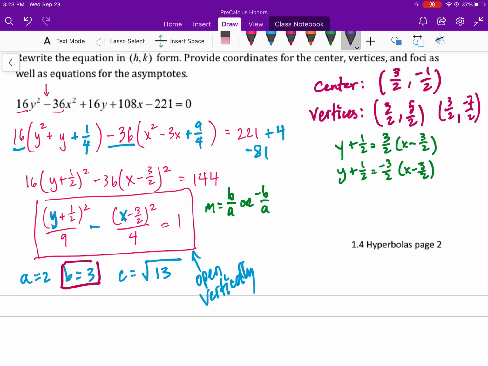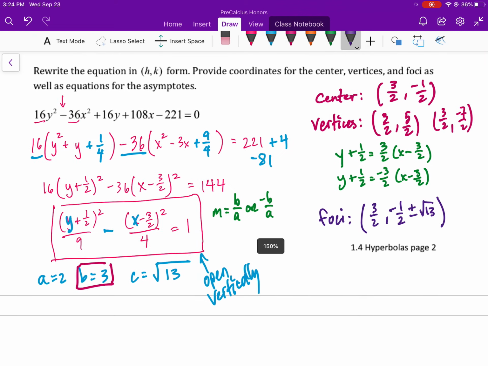Then our foci is our final piece. There they are, our final piece, and they're above by root 13 and below by root 13 the center. So we can write that as 3/2 comma negative 1/2, and I'm just going to make it one point by doing plus or minus. It can either be plus root 13 or minus root 13 from the center. And we have all of our pieces here.